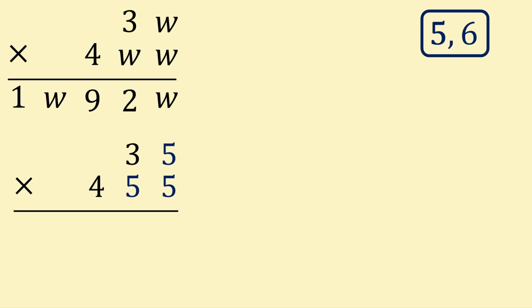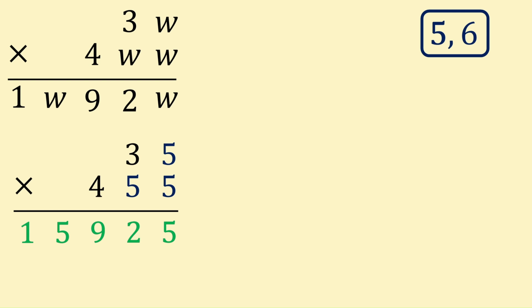When we replace W with 5, we get 35 times 455. Performing this by hand or using a calculator, we get the answer 15,925. Comparing this to the answer that we want, all our 1, 9 and 2 are in the right place, and our W's are in the right place as well. So 5 is a possible answer.